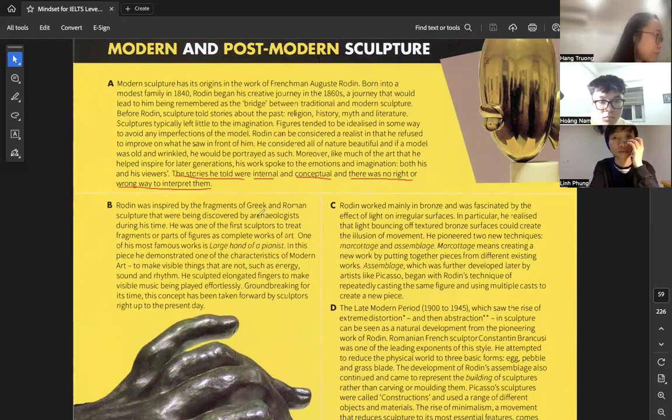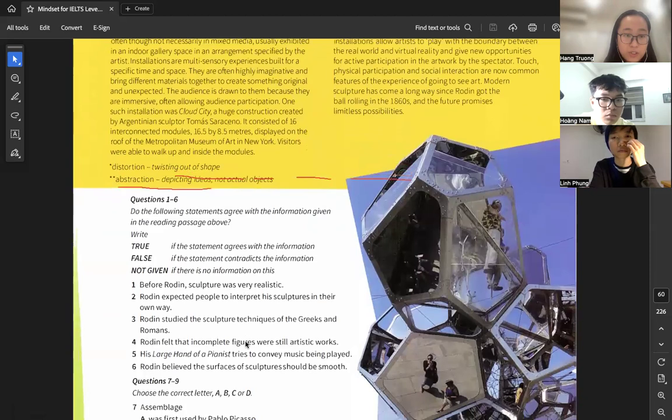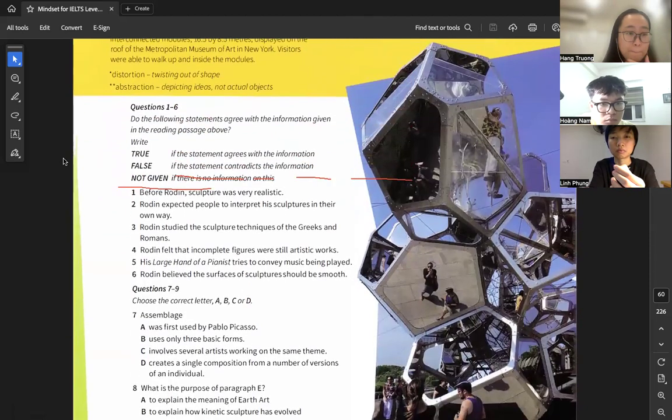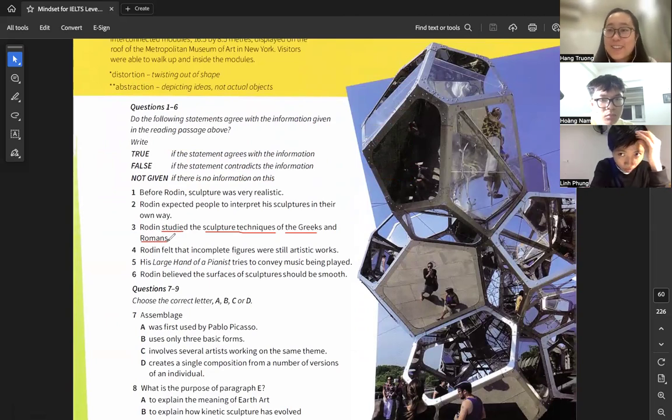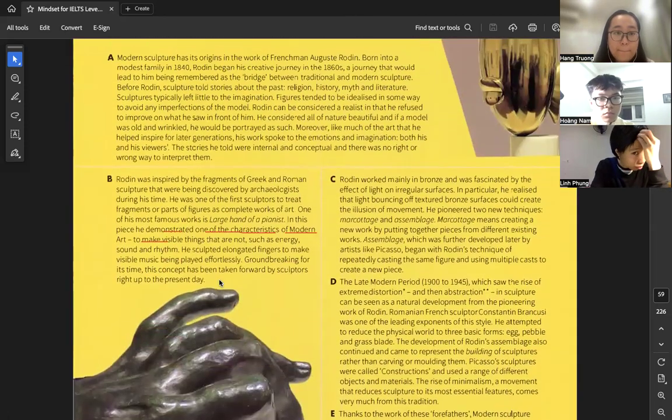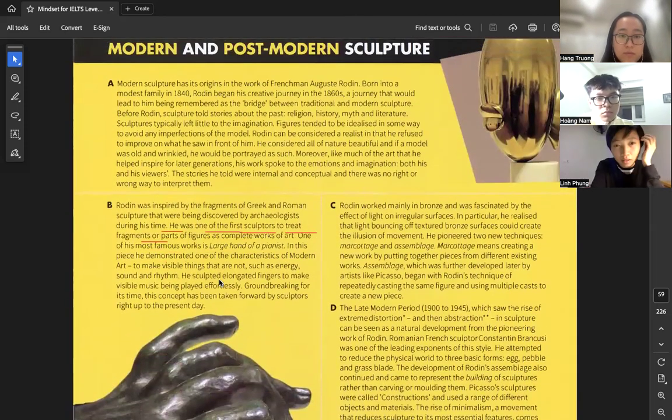Number 3, you both think that it's not given. Okay, back to Ling. Can you tell me what you think the keywords are here? Study sculpture techniques, okay. Sculpture techniques of the Greeks, right, and the Romans. So why do you think it's not given? Is there any detail that is mentioned in the text at all? Yeah, they mentioned Greeks and Romans, but they didn't mention that Rodin learned their techniques.